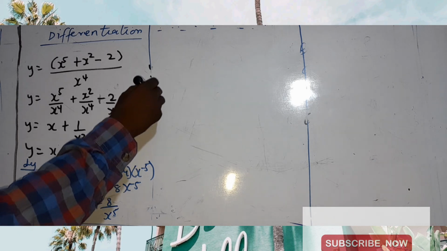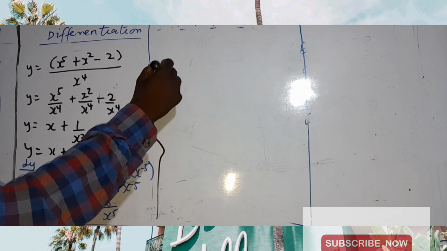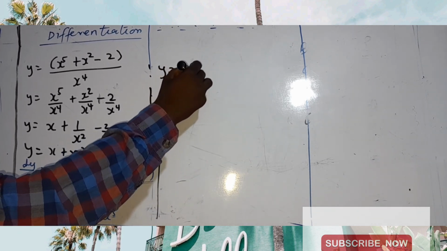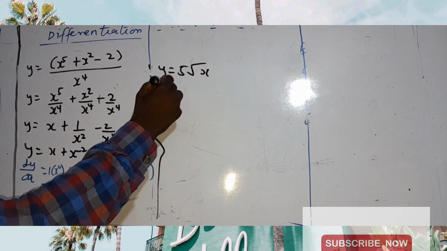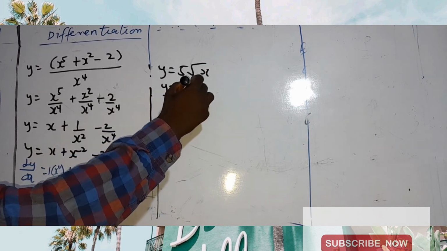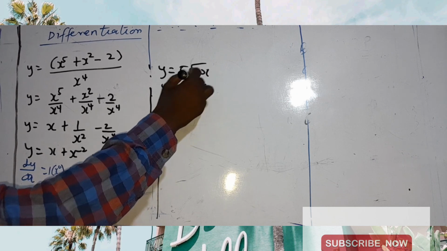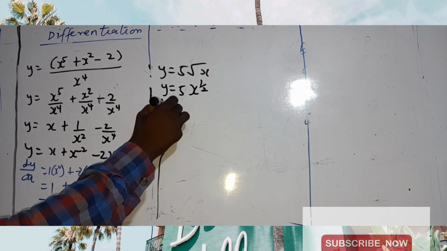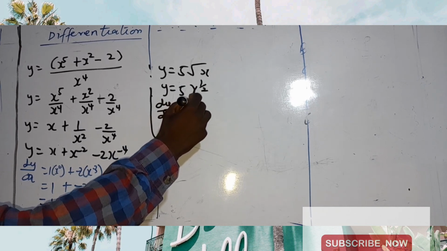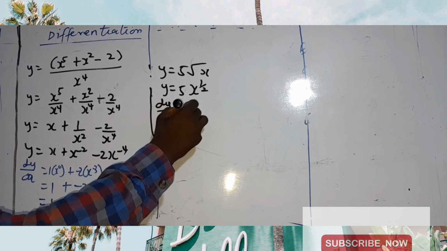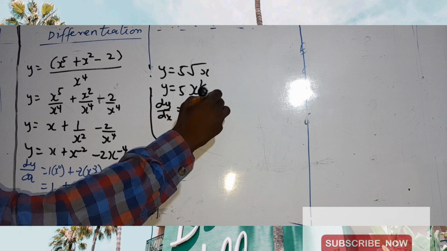Alright, before I even give you an assignment, let's say you have a question like y equals 5 square root x. As I told you, first of all, make this one an exponent. So I'm going to have y equals what? 5, and the exponent here is going to give you half. Now that I have an exponent, I can differentiate. So I'm going to have dy/dx, which gives you power down. Half times this is going to give 5 over 2, right? And this is going to give you x to the power minus half.